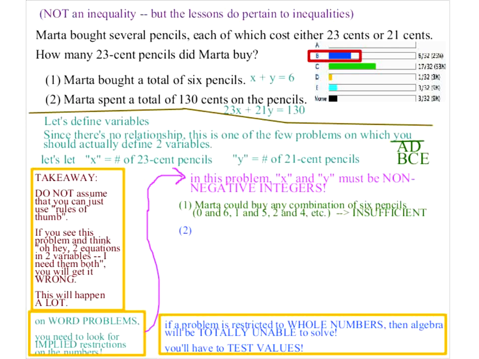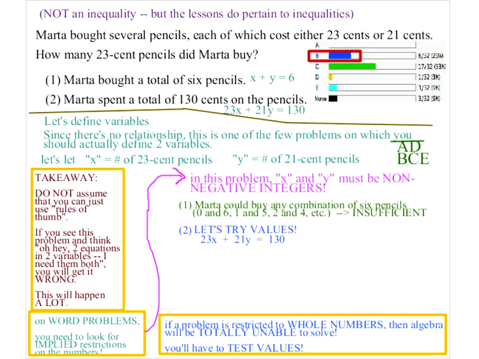So just be aware of that. With statement 2, the only thing we can do is try values. Let's just try numbers and see what happens. So we need 23x plus 21y to be 130.